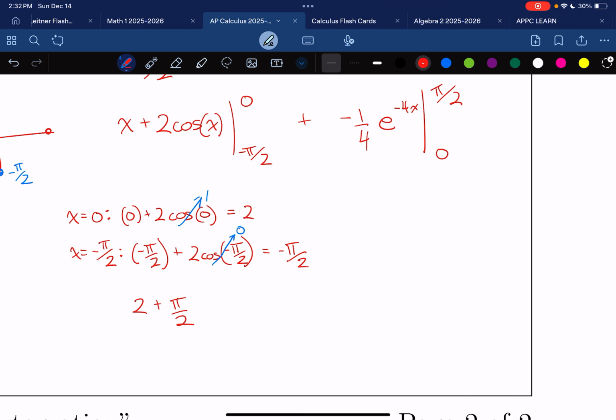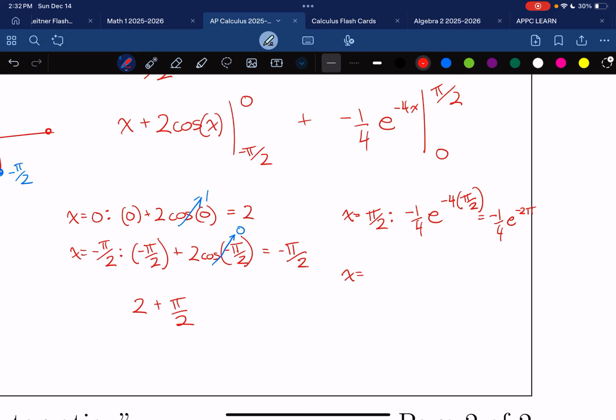Time to move on to my right piece. Almost there, guys. Here we go. Okay, so when x is equal to positive pi over 2, let's see what happens. I'm going to get a negative 1/4 e to the power of negative 4 times pi over 2. I don't think that simplifies very nicely. It's still negative 1/4 e to the power of negative 2 pi. There's not much you can do with it. It stays like that.